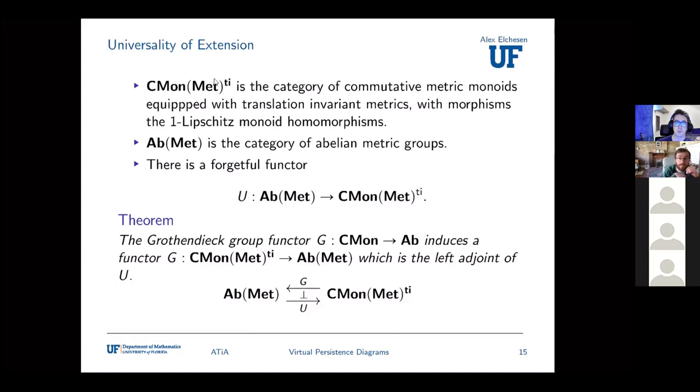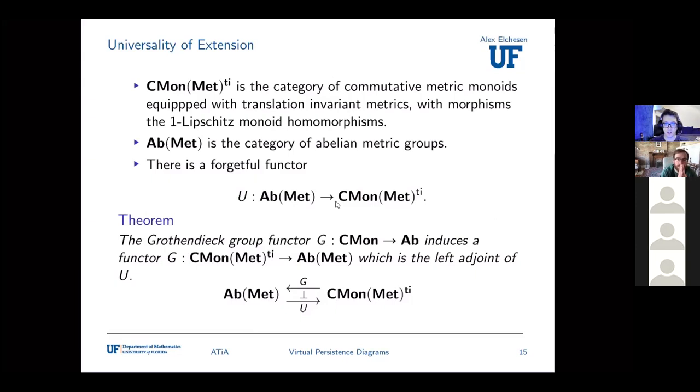And similarly, these are commutative monoids internal to the category of metric spaces. So there's an obvious forgetful functor. If you take a metric group, you forget the inverses, you get commutative monoids, and the metric is automatically translation invariant. So basically our main theorem here is that the Grothendieck group functor actually gets upgraded to a functor between these two internal categories. So this extended Grothendieck group functor is the left adjoint of this forgetful functor.